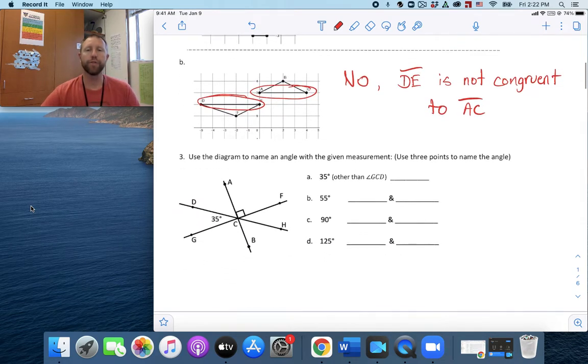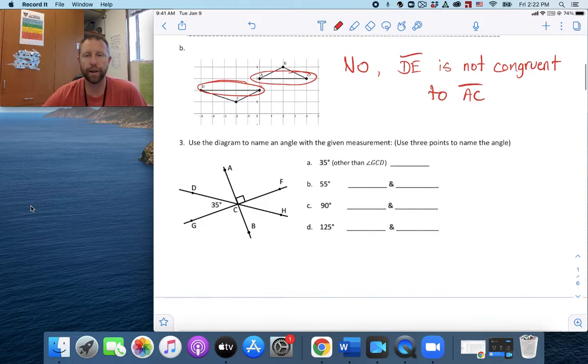All right. So for this last set of problems, it says use the diagram to name an angle with the given measurement. Use 3 points to name the angle. So this is how we've been naming the angles, right? You start with one of the endpoints, go to the vertex of the angle that you're looking at, and then go to the other endpoint of the lines that form that angle.